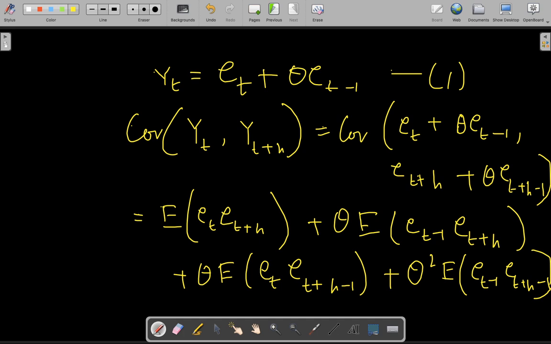You can look at it in terms of the covariance rules. In case it looks complex, you can just refer to this expectation rule: the expectation of ax plus by times cu plus dv. If we expand, that's basically what we have done. You will see that.